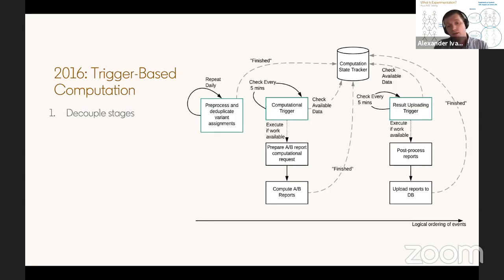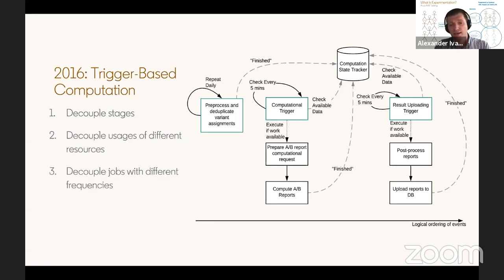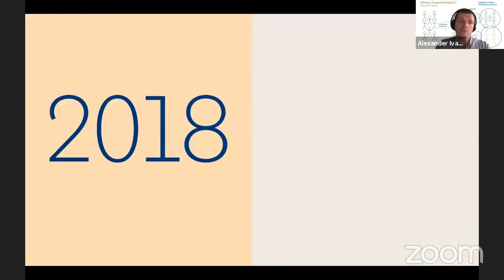And as I said, we decoupled the stages, we decoupled the usage of different resources, and that helped us even with self-healing, because once you split the jobs, you can make them self-heal and restart every so often.